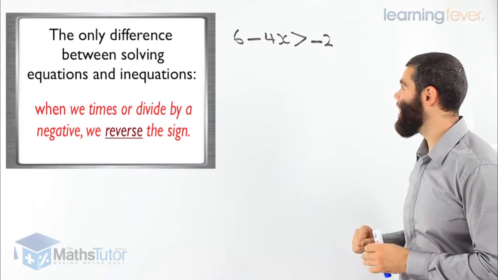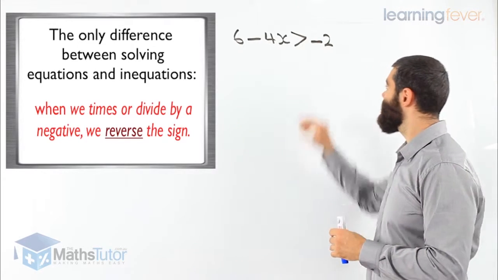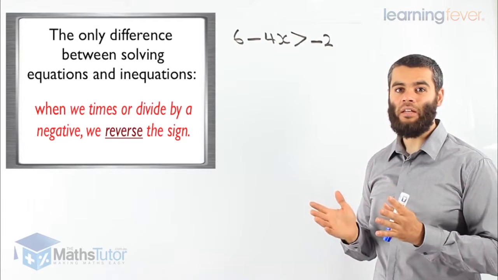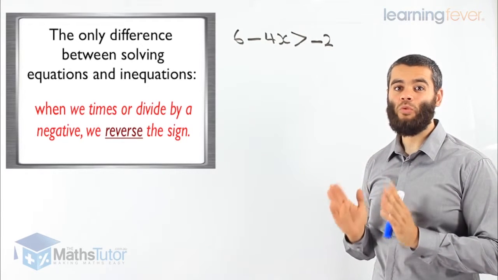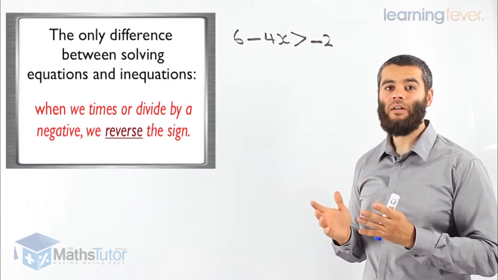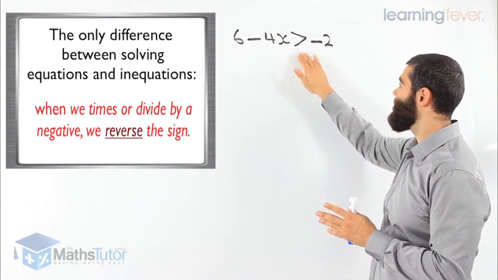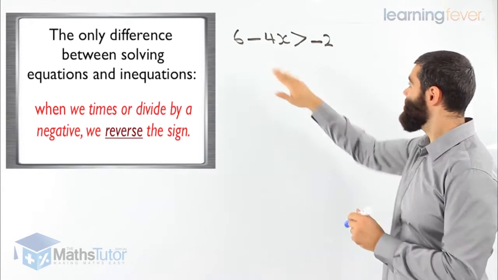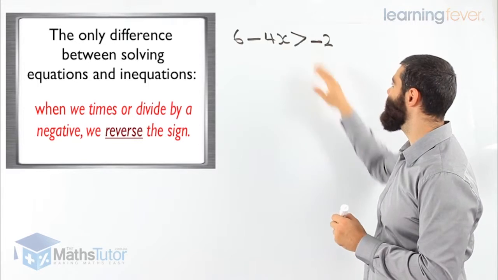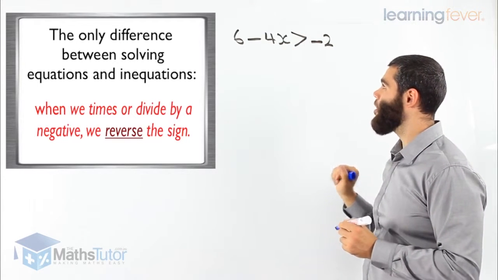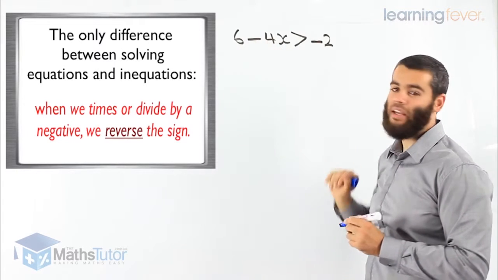So let's see what we mean by reversing the sign. In this example, we have 6 take away 4x is greater than negative 2. We solve it normally, but we are looking for this rule. If we have to multiply or divide by a negative number, we have to reverse this sign. We have to flip it. Let's see how. 6 take away 4x is greater than negative 2. We would like to find x. And we know we have to eliminate the 6, we have to eliminate the negative 4.